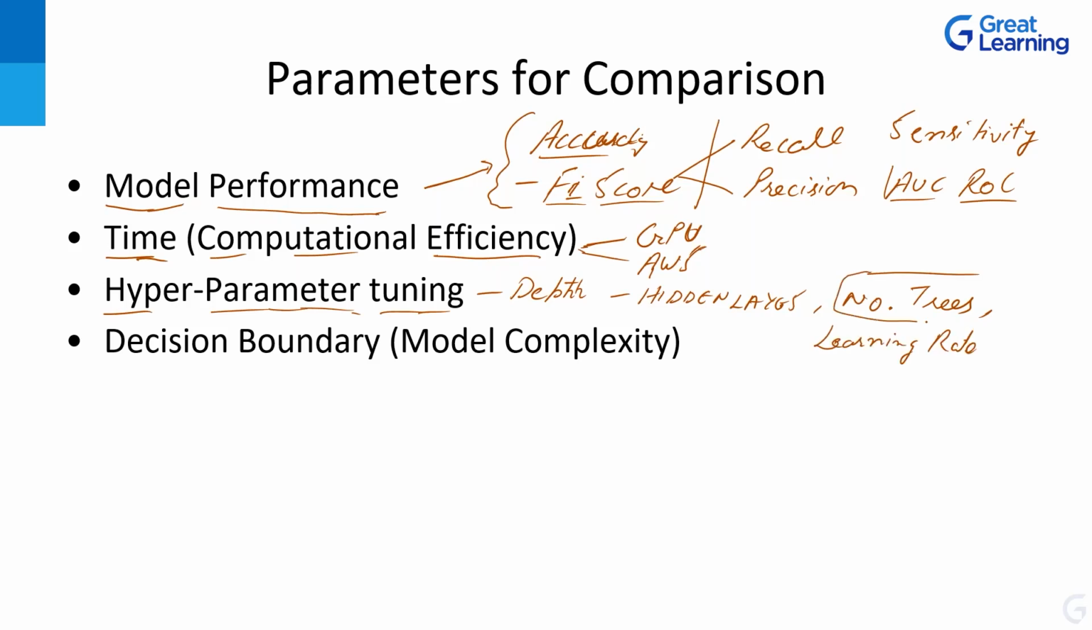How about some hyperparameters for logistic regression? Okay, so one is solvers. Kernel is a hyperparameter for SVM, and a very important one, C. In fact, C is a hyperparameter which is there for both SVM and logistic regression.